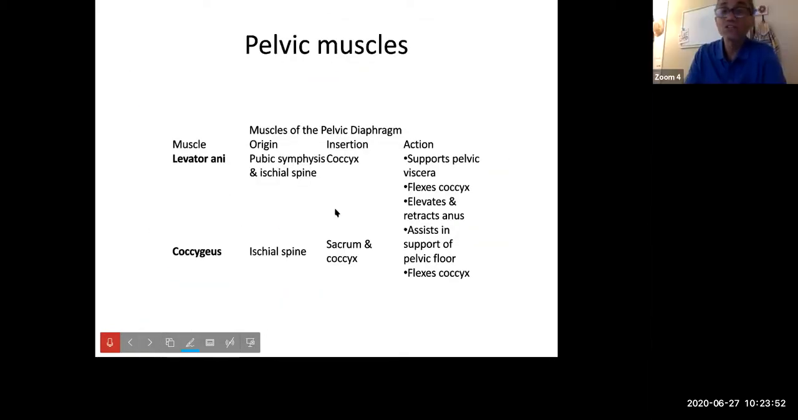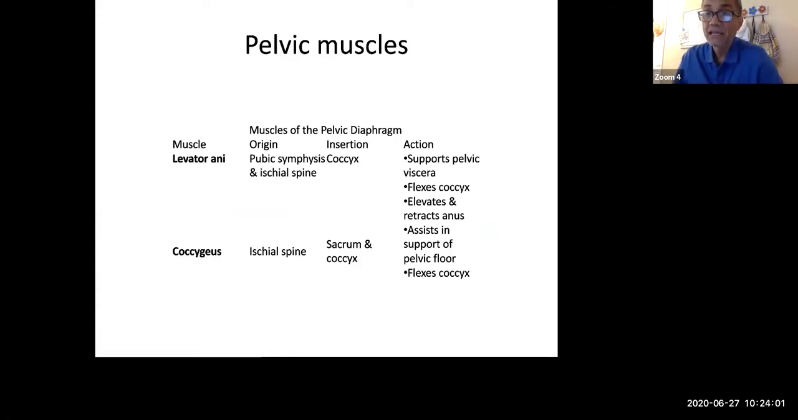So what are the muscles of the pelvic diaphragm or the pelvic floor? Basically, there are two major muscles. The first one, we call the levator ani muscles, and the second one, we call the coccygeus. Now, the levator ani by itself consists of two muscles. One, we call the iliococcygeal. From the name, this muscle extends from the ilium to the coccygeal bone.